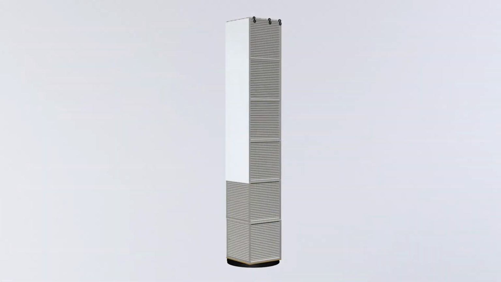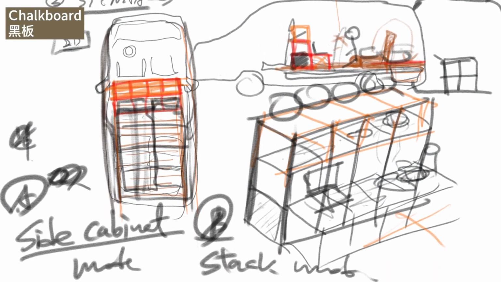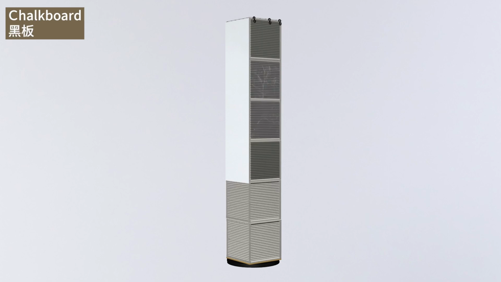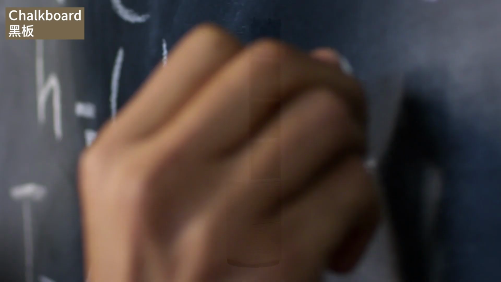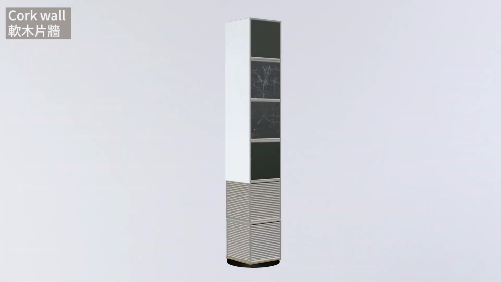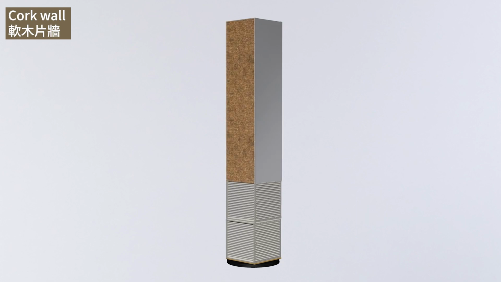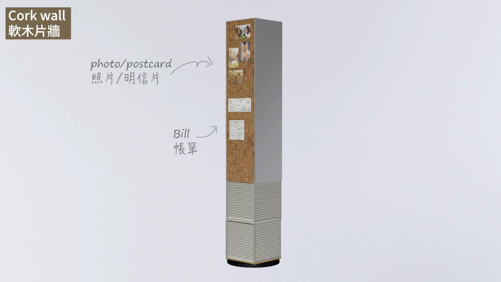There is space on the side of the boxes, and I would like to add extra functionality to it. As a product designer, I often need to record some inspiration. Adding a chalkboard functionality to the side of the swivel cabinet, I can write down my ideas at any time. It can also serve as a memo board to record important schedules or tasks. By attaching cork panels to the side of the swivel cabinet, I can use it to pin photos and postcards. It can also serve as a convenient spot to pin bills or important documents.